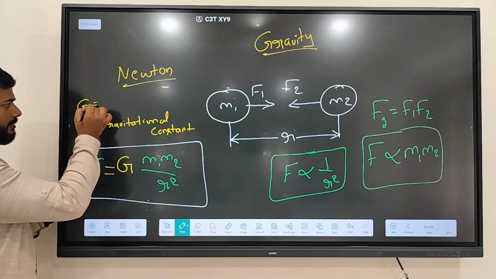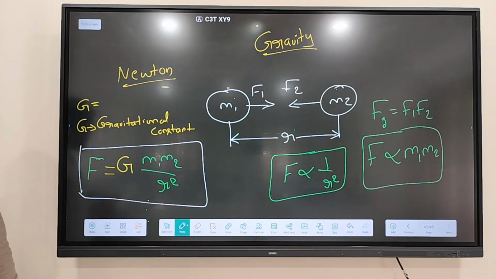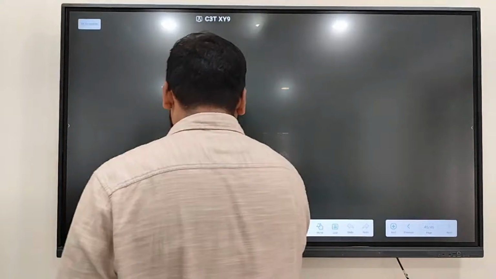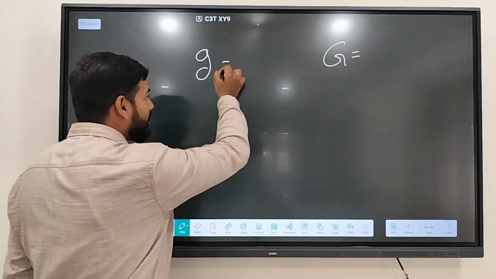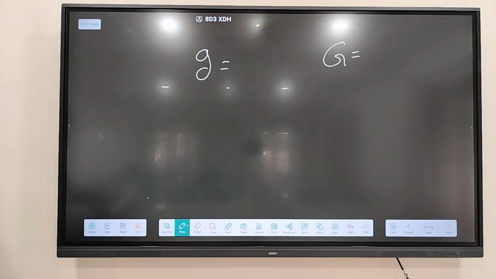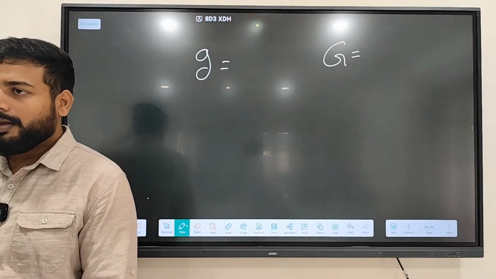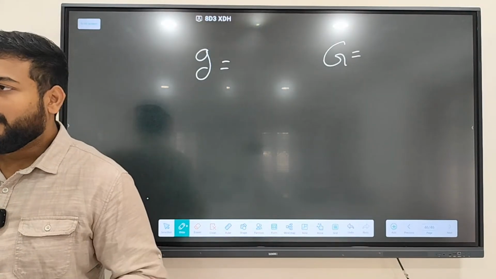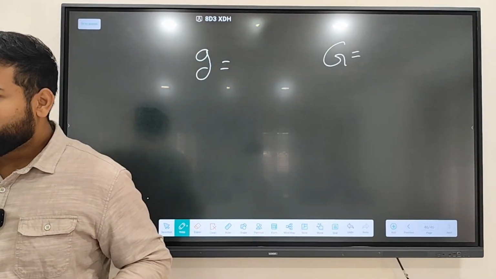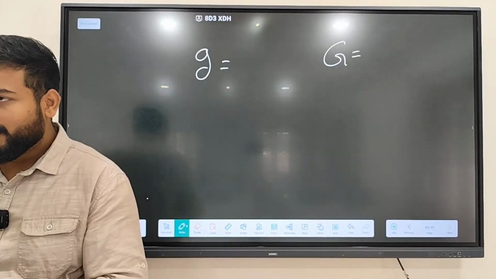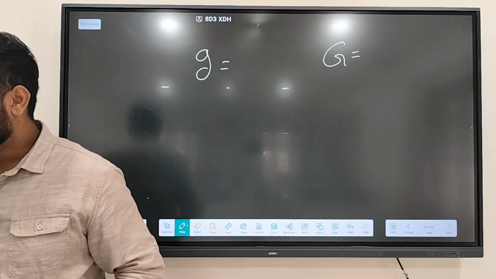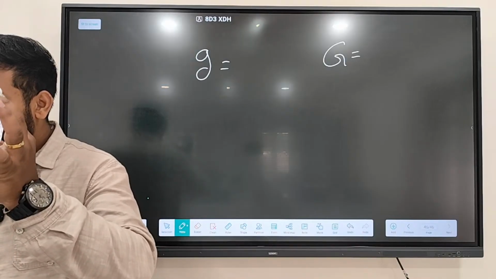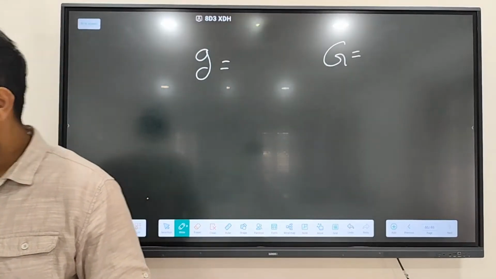Gravitational constant value is the problem. What we think is that small letter g and capital letter G are one and the same. No, small letter g is acceleration due to gravity. Acceleration due to gravity means if I drop this water bottle, it will move down with some acceleration, right? Acceleration means rate of change of velocity. The rate of change of velocity is happening because there is some pull, gravitational pull. Due to the gravitational pull, acceleration is there on this falling object, right?